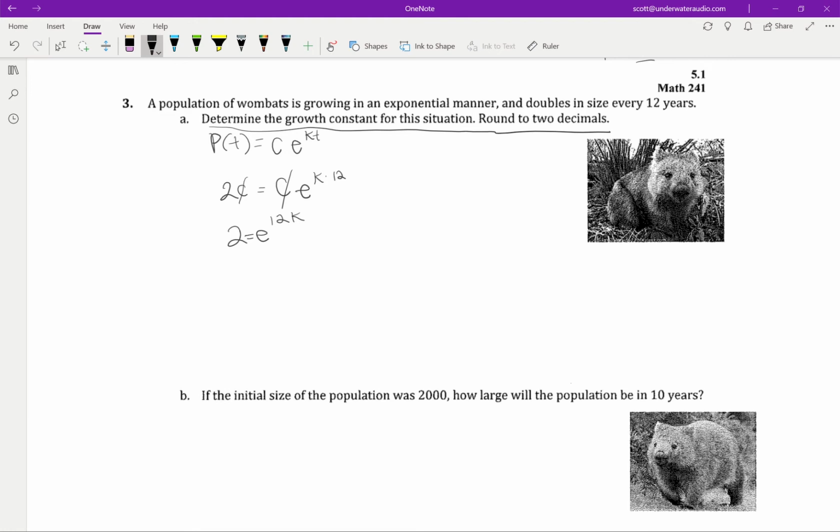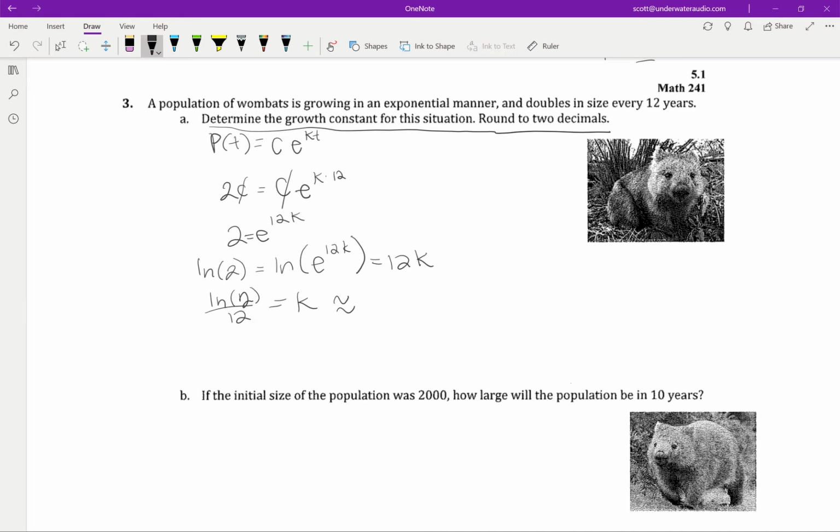I have 2 equals e to the 12k. I want to get rid of the e, so I'm going to take the natural log of both sides. Natural log of 2 equals the natural log of e to the 12k. And then natural log of e to a power simplifies to just be the power. So then I can reduce that by dividing by 12 on both sides. Natural log of 2 divided by 12.